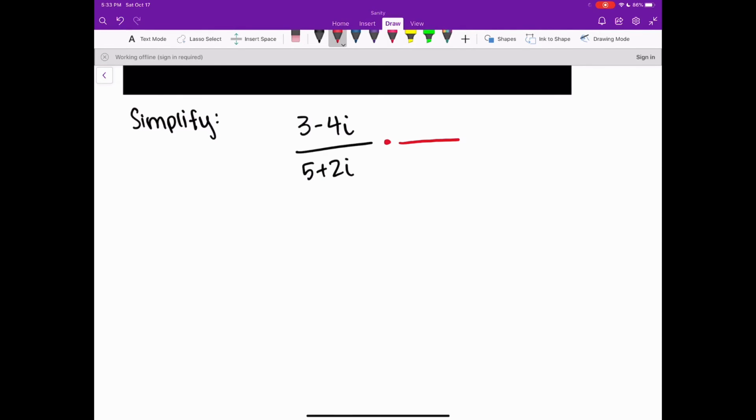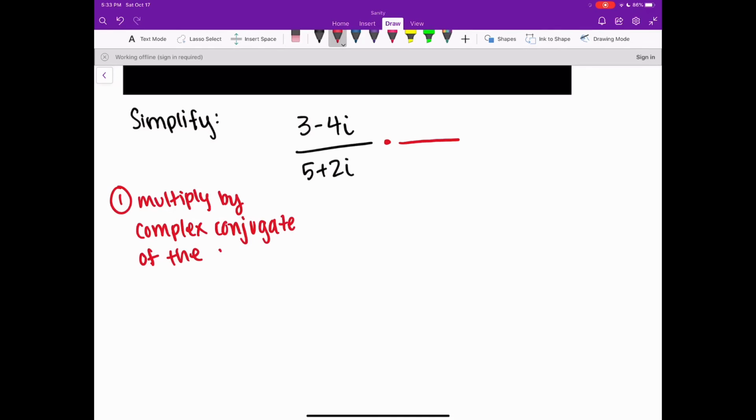All right? So I'm going to write some steps off to here. To simplify dividing your complex numbers, multiply by the complex conjugate of the original denominator. All right, so my denominator here is 5 plus 2i. Its complex conjugate would be 5 minus 2i. So that's what I'm going to multiply by in the top and the bottom.